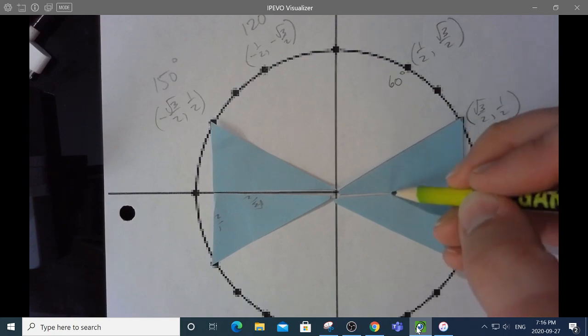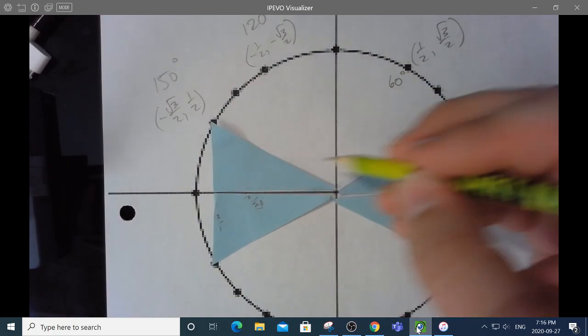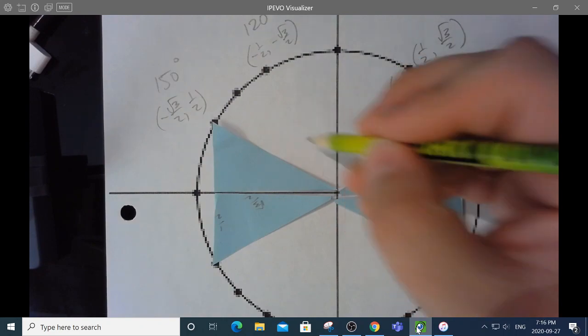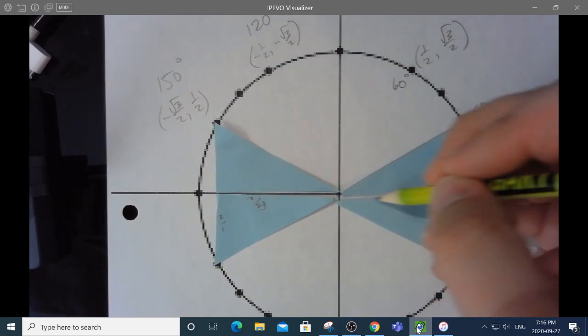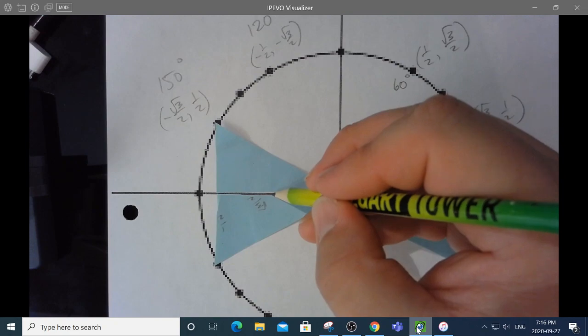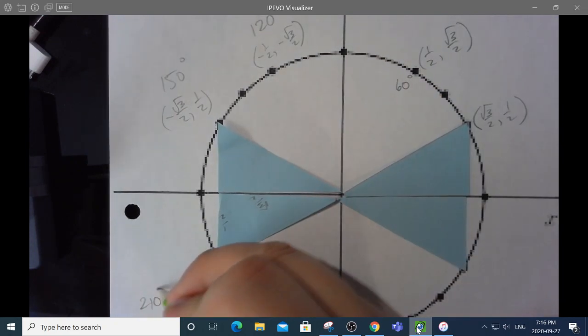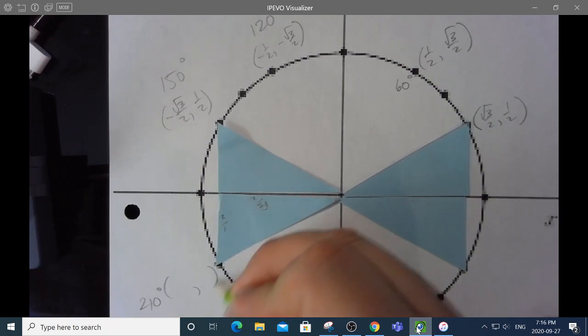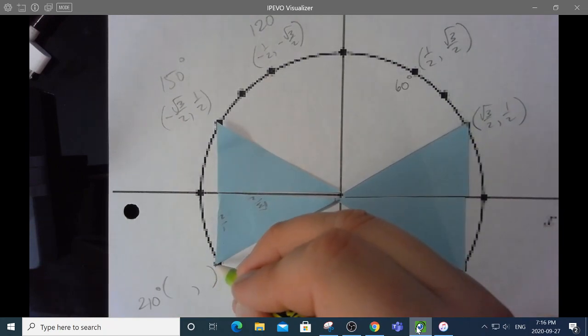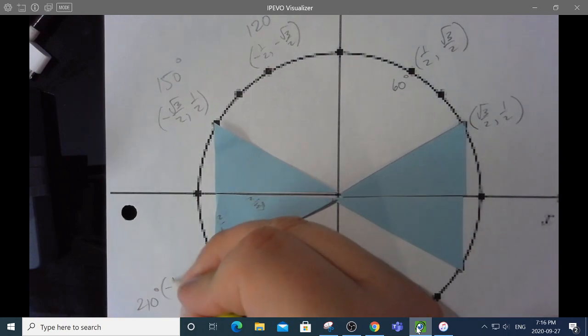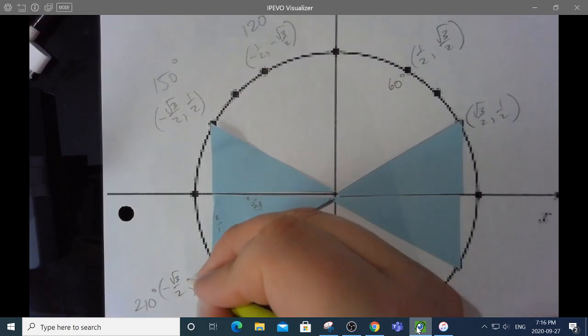So 60, 120, or well, 120 would have been there. 150 to there. So keep going, what's to here? Well, it'd be 180 to this line plus another 30 degrees. This is 210 degrees. And what are the coordinates here? What's the coordinates at that point? Well, the x is negative √3/2. The y is negative 1/2.